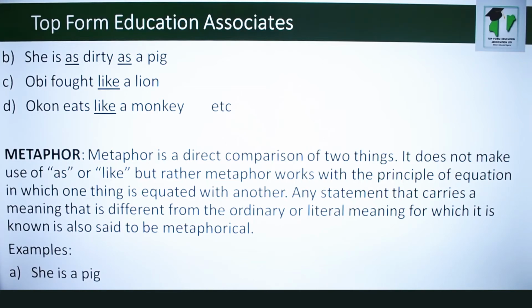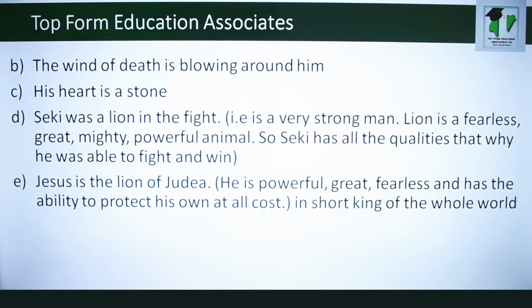Example, she is a pig. If somebody should tell you that you are a pig, or you are the she they are referring to here, just know that the person had already given you the highest slap, because the meaning is simple. The dirtiest person in the whole world is the person we are referring to. It's not just as you look at it, she is a pig. The ordinary meaning, no. It is far from the literal meaning. Meaning the person is a very dirty person.